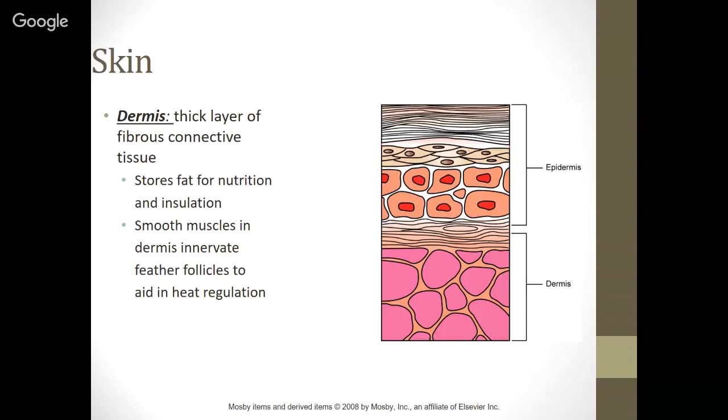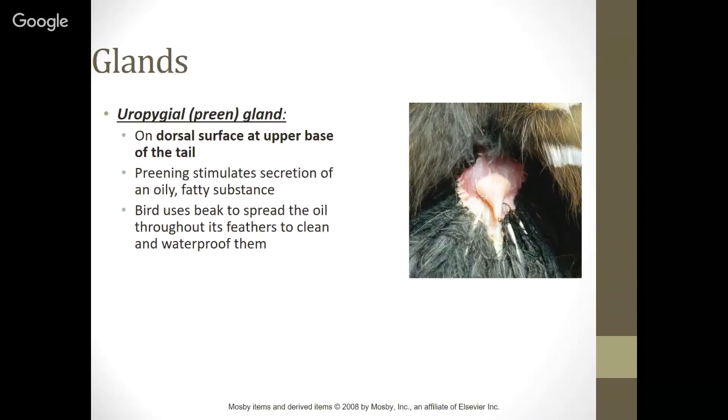They do have a dermis, which is a thick layer of fibrous connective tissue. This is what stores fat for nutrition and insulation. And there are smooth muscles in the dermis that innervate those feather follicles, which aid in heat regulation. If you've ever seen a bird fluffed up in the wintertime, they look really fat. They're not, they're just fluffed up, and that's to trap air close to their body so that they can keep the heat in their body.